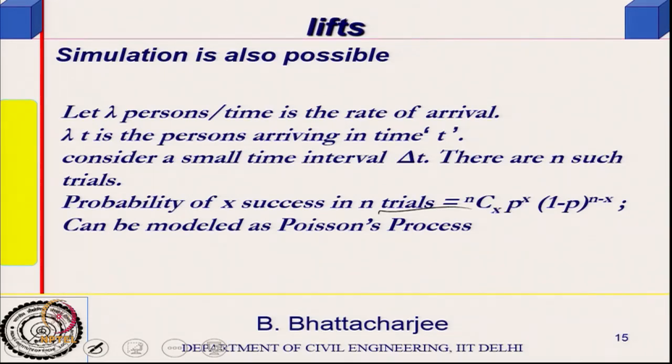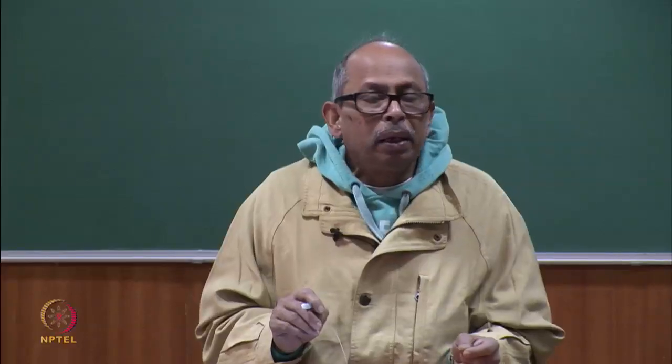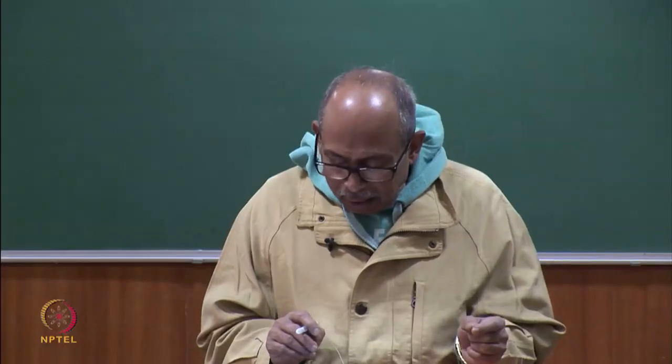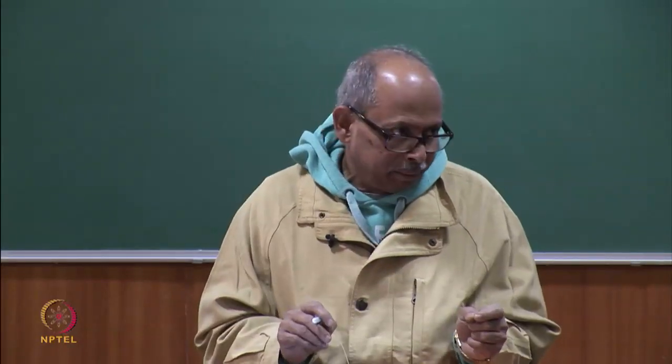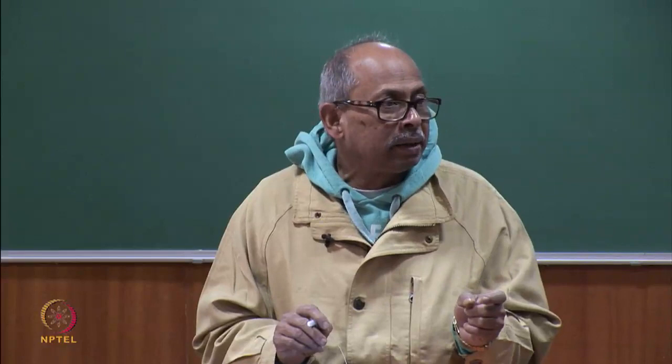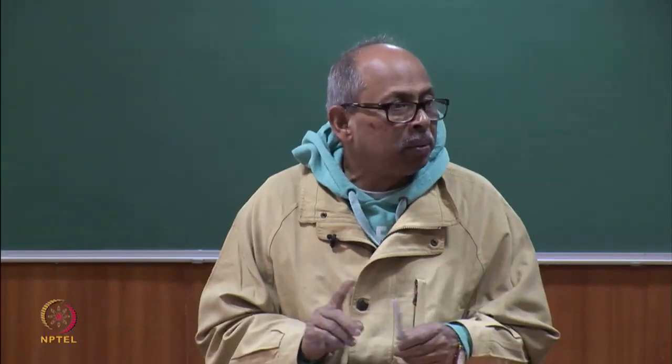So in Poisson's process, we assume lambda per unit time is the rate of arrival, and lambda t is the number of persons arriving in time t. Consider a small interval delta t. There are n such trials. Then how many successes are there in n trials? That's what the binomial probability gives.